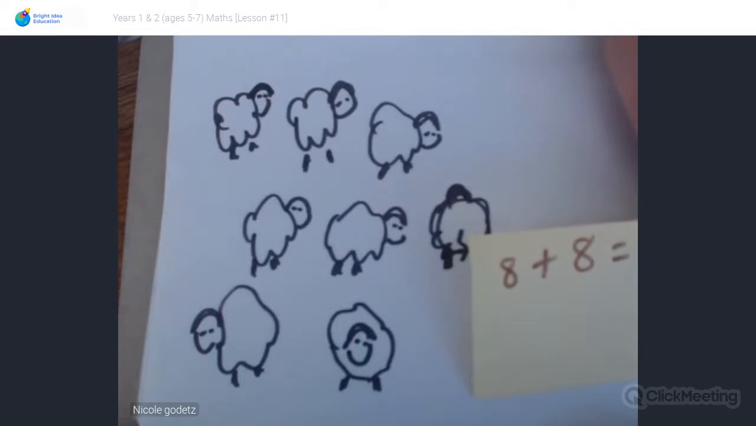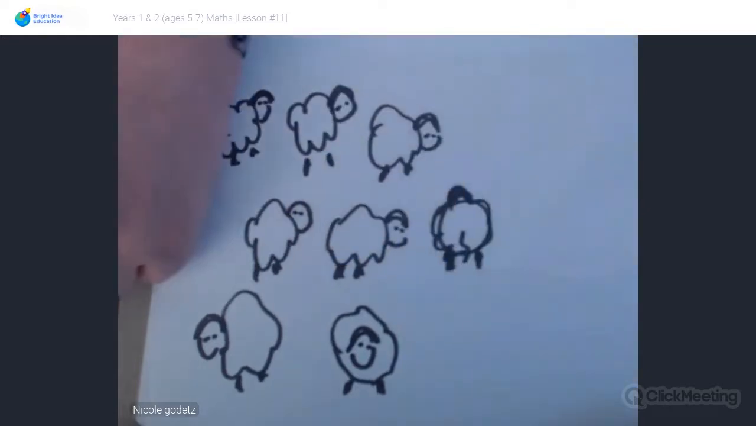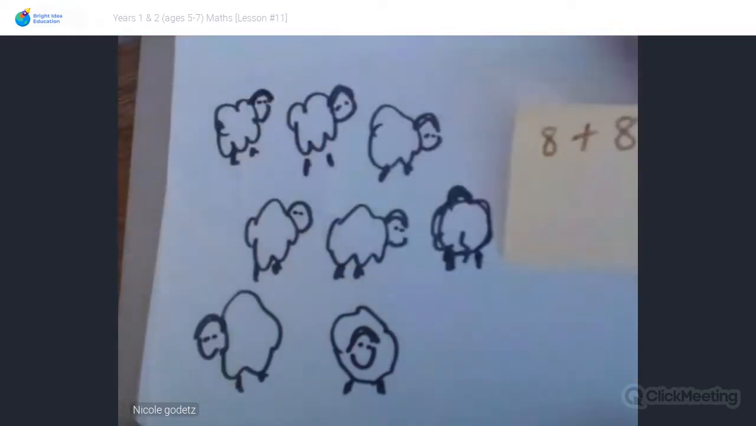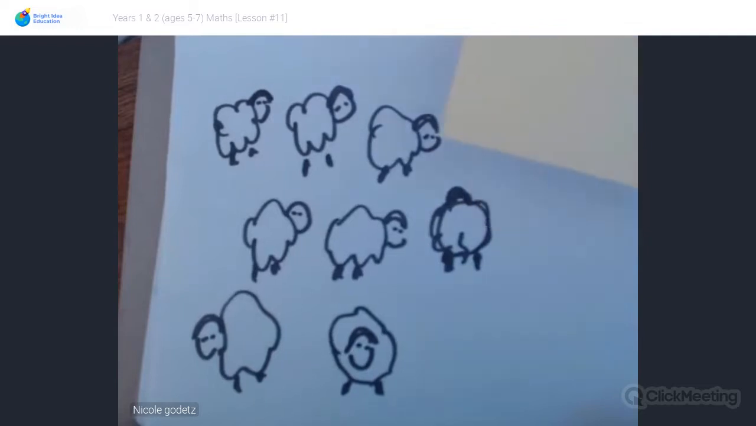Well done. If this is half, what is the whole? And we know double 8 is 16. So if half the sheep come back, then she will have 16 in total.